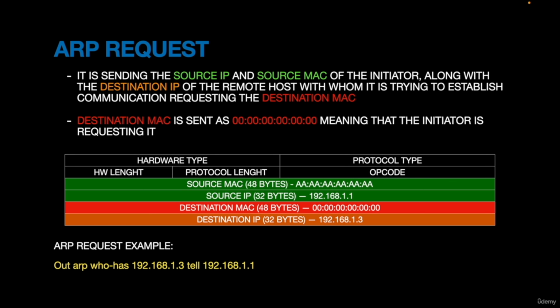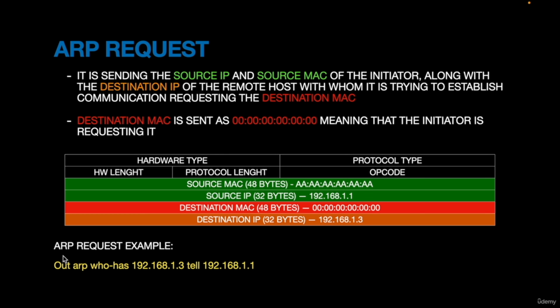So let's see what an ARP request looks like. Let's say that we want to reach this IP address here, and in order for the communication to succeed, we should also know the destination MAC of the address, because we know only the destination IP. So when generating an ARP request, the source MAC address will be listed, the source IP address of the sender will be listed, the destination MAC will have a value of all zeros, meaning that it is requesting the destination MAC, and we'll have the destination IP.